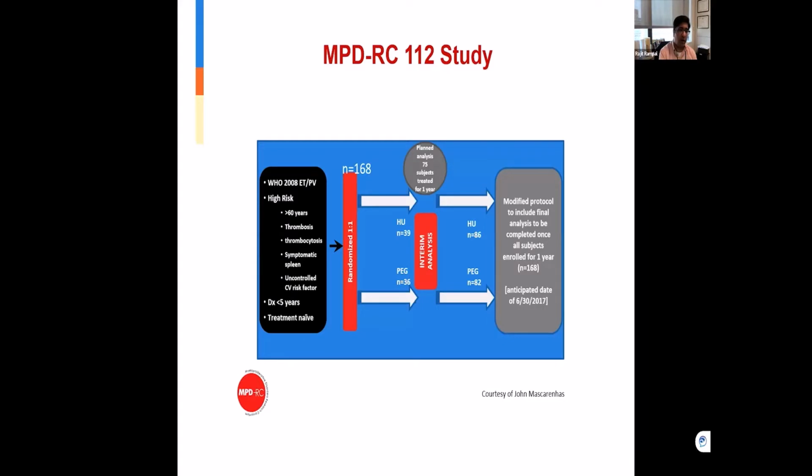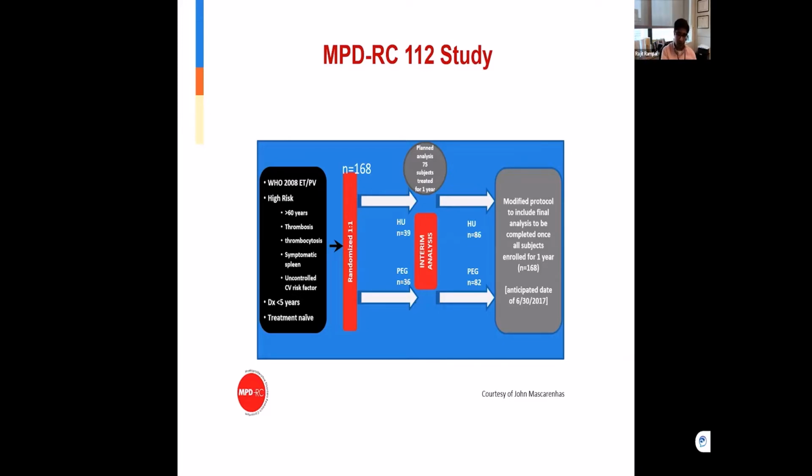So what is the optimal treatment for polycythemia? We're still trying to figure out this question, as I alluded to earlier. But there have been some studies and some important data to be aware of. One is a study called the MPD-RC 112 study, which randomized patients with ET or PV to be treated with hydroxyurea or with pegylated interferon.